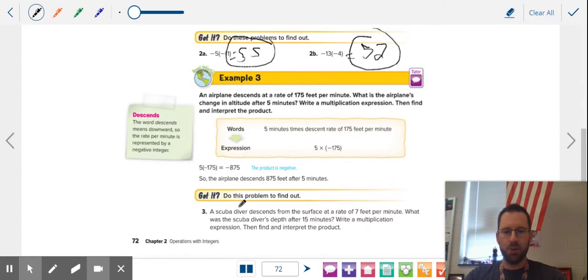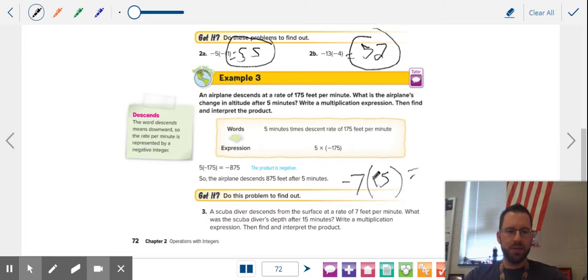Word problem. Ding, ding, ding. It's time for a word problem. Scuba diver descends at a rate of negative 7 feet per minute. What was the scuba diver's depth after 15 minutes? Originally, you could have put an M there for a variable because it's per minute. Write a multiplication expression, then find and interpret the product.